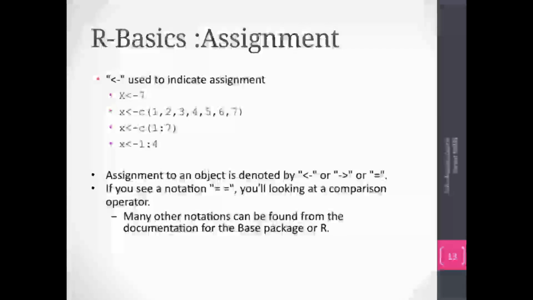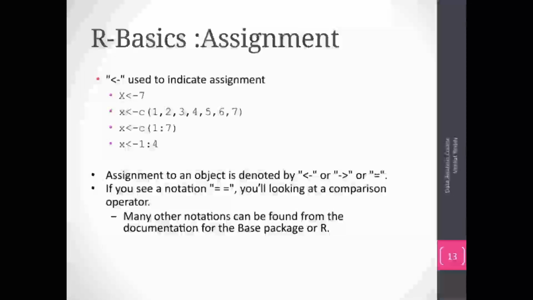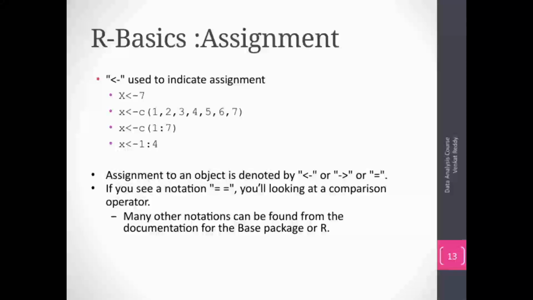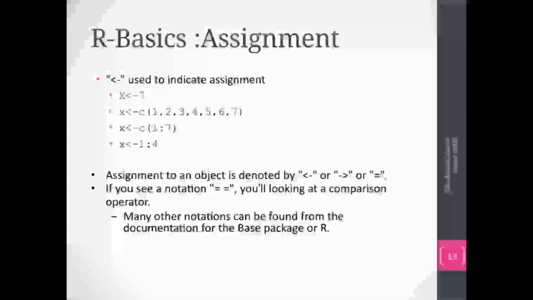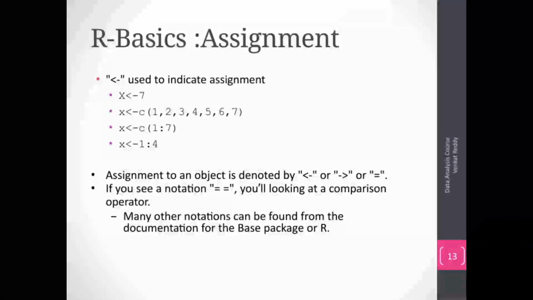It's important to note that assigning data to objects can be done in different ways, but the key point is that the arrow and equals are all valid assignment operators. Also, if you see equals equals, that's a comparison operator used to check if two things are equal. Keep in mind, there are many other notations and functions available in the base package of R, which you can explore further in the documentation. Understanding these basics of assignment is fundamental as we move forward in mastering R for data analysis.